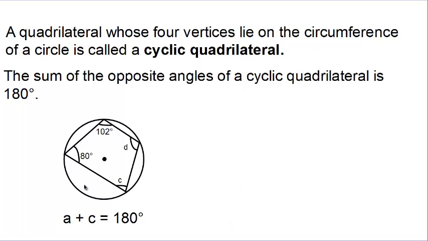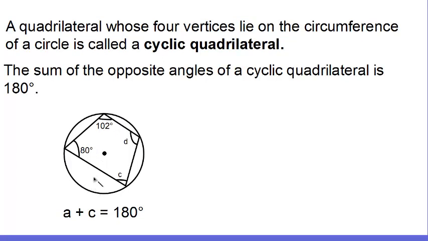So in our example here, we see that this angle here is 102 degrees, and this one is 80. And so when we take into account what we know about the properties of cyclic quadrilaterals, then if this is opposite, D here must be 100 degrees, because 80 degrees plus 100 degrees will give us 180 degrees. And C here must be 78 degrees, because 102 plus 78 will give us 180 degrees.